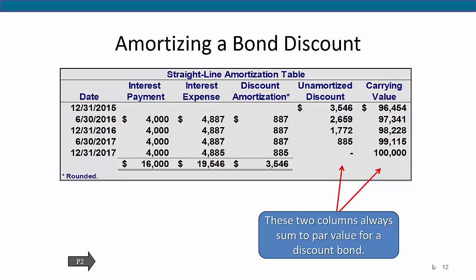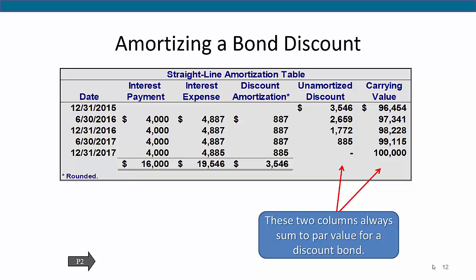We also see that FILA incurs $4,887 in bond interest expense each period, but pays only $4,000 in cash. The $887 unpaid portion of this expense is added to the bond's carrying value in recognition that it will be paid when the bonds mature.